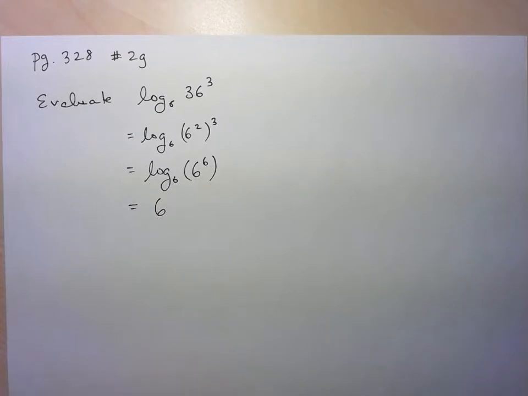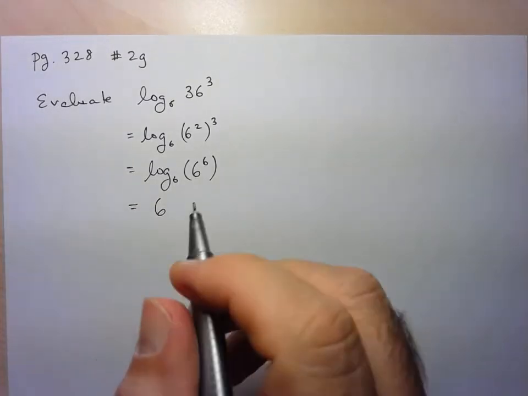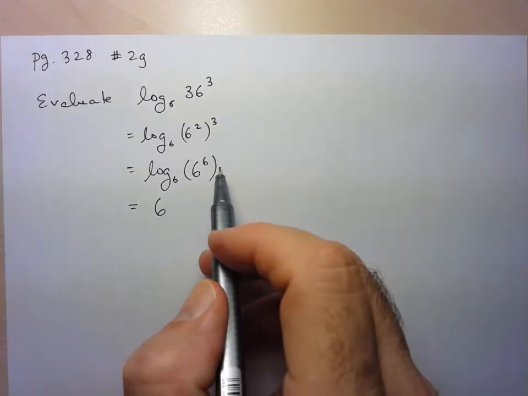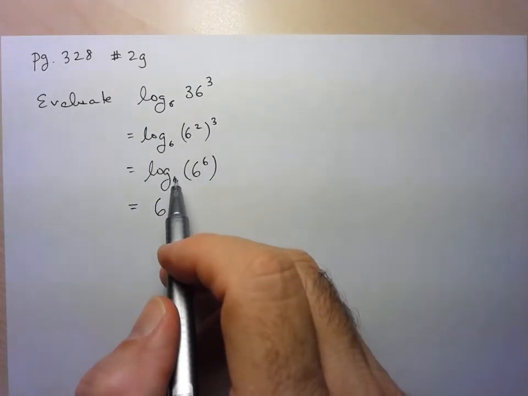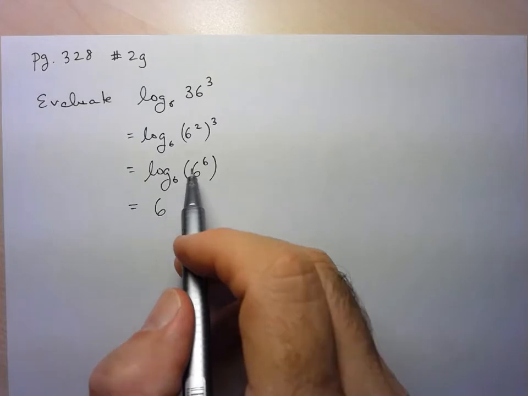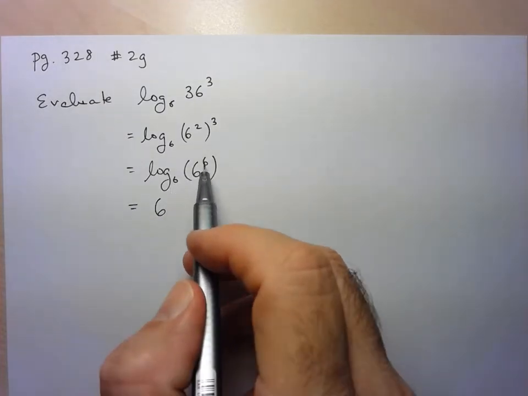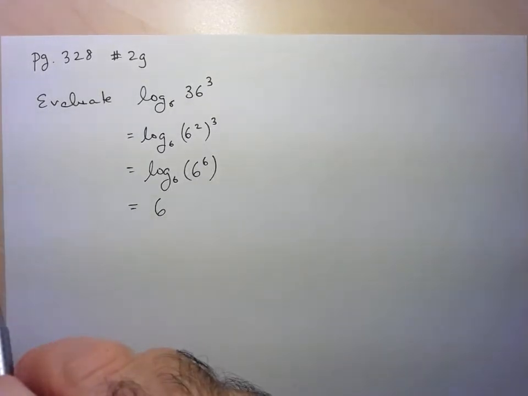Okay. Another way to think about this is to ask yourself, remember what this whole expression represents. It represents the exponent of 6 that gives me 6 to the 6. Well, there you go. The exponent can be seen right there, just 6.